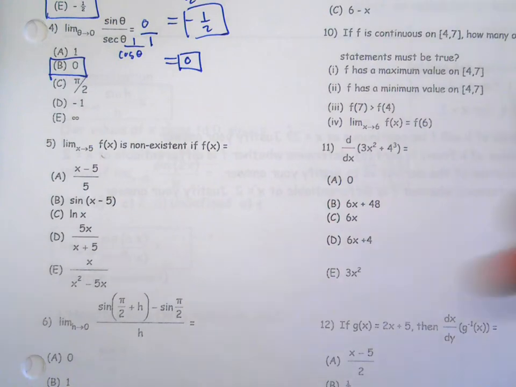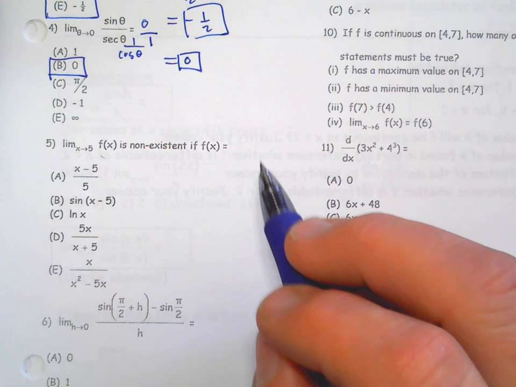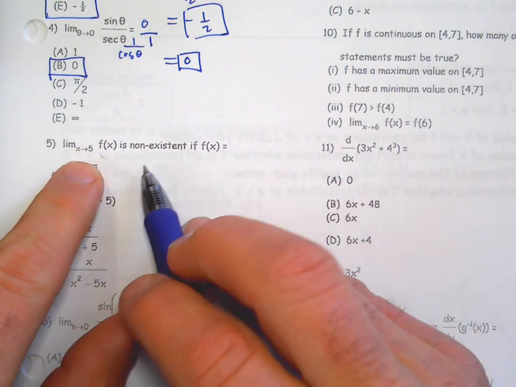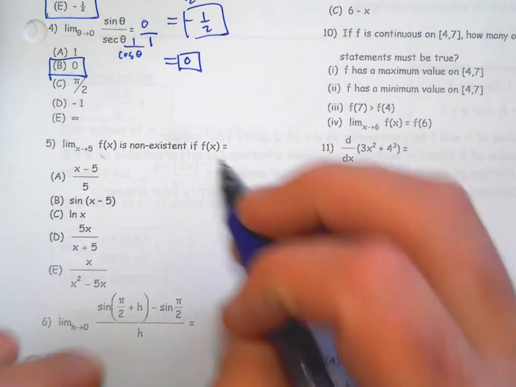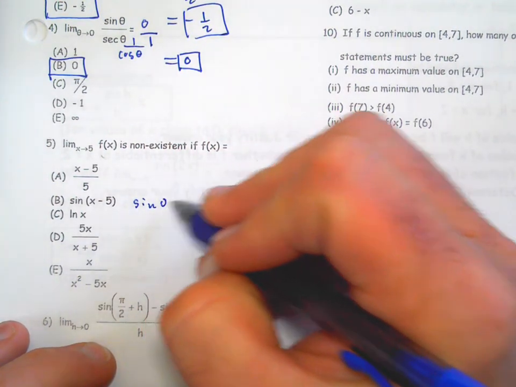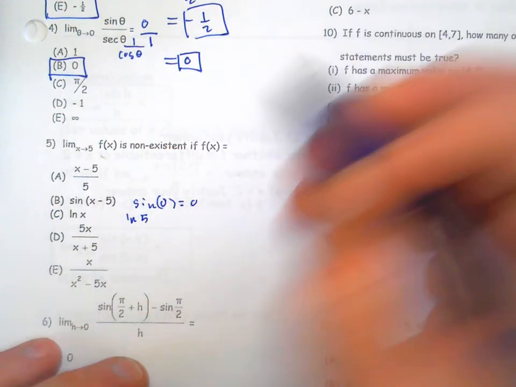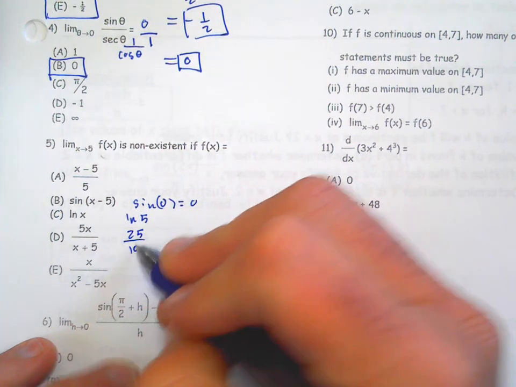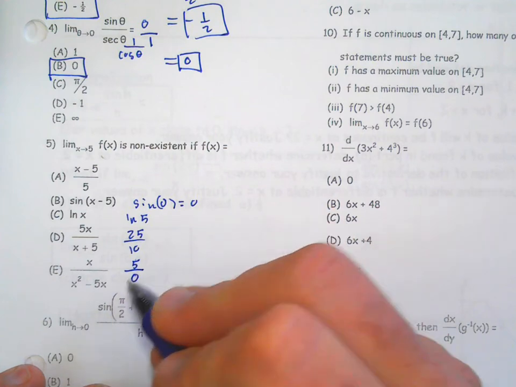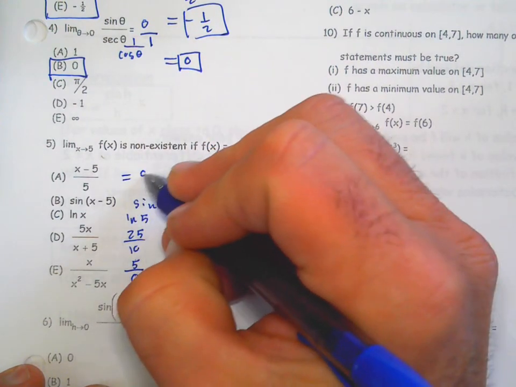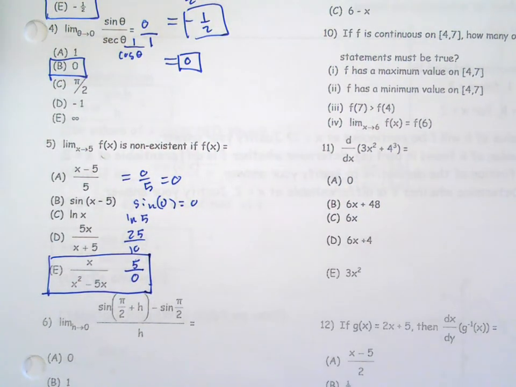Number 5, f of x is non-existent. Non-existent means the limit doesn't exist. So there's got to be some issue at 5. Sine of 0 is 0, that's fine. Natural log of 5, that exists. This would be 25 over 10, no problems there. This would be 5 over 0, that could be an issue, right? This one's going to be 0 over 5, which is fine. That's 0. This is the one that has an issue. As you approach 5, it blows up.